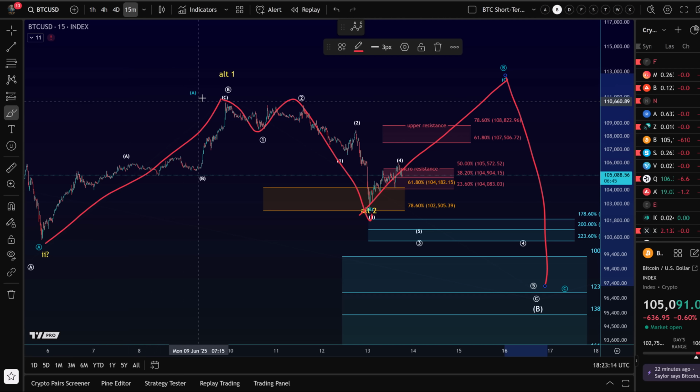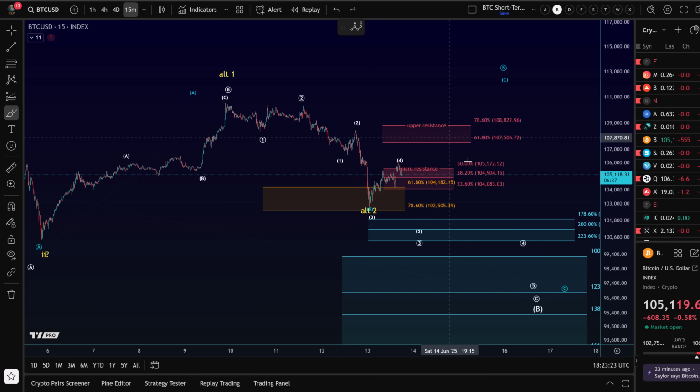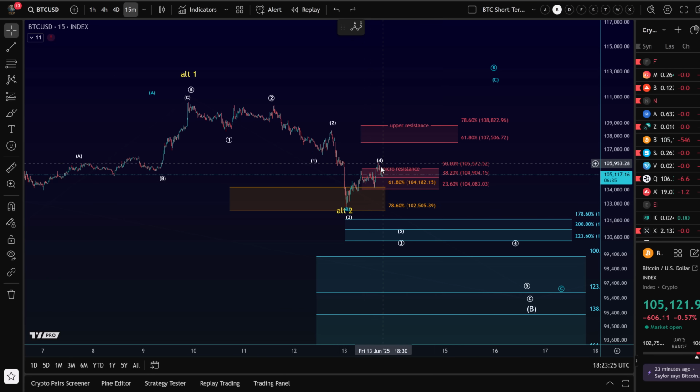Yeah. So an extended B wave can always happen, especially if this is just a 3-wave move down and we're holding critical support. So over the weekend, I think it's important, to keep the white count alive, that the price stays below 108,822. Ideally, it does stay below this wave 2 high.